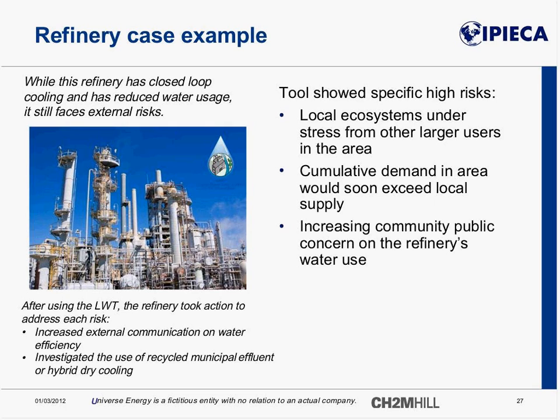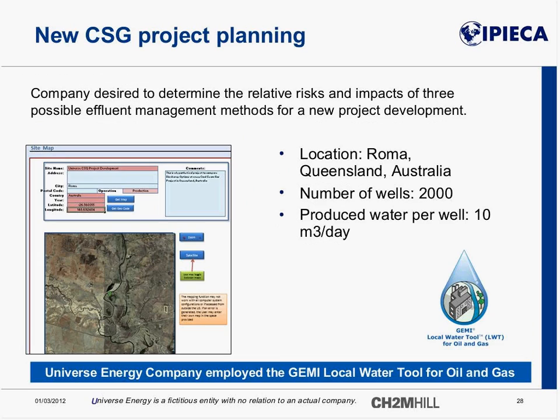And then, looking ahead that the situation may not be getting any better, they also investigated the use of recycled municipal effluent as an alternative to fresh water, and they looked at the cost of hybrid dry cooling. Now, they decided not to make those investments or switch today, but they did the preliminary feasibility design in order to have those options ready should the water situation get towards a threshold where they knew that they would face restrictions. So those are discrete outcomes that can come from using the local water tool.